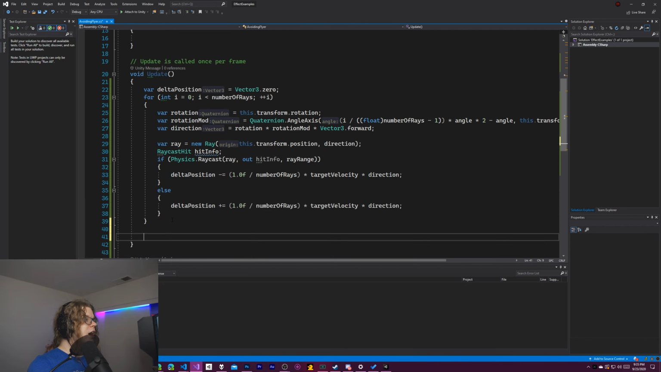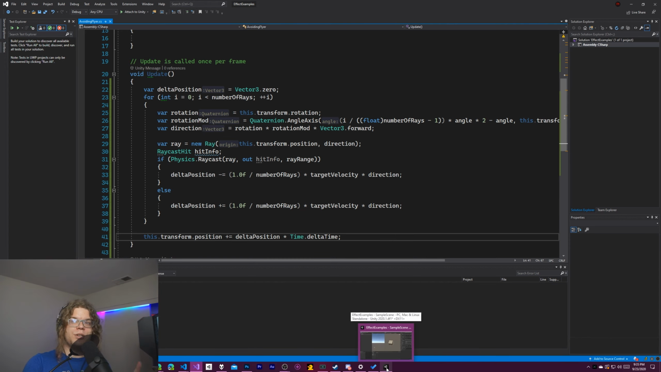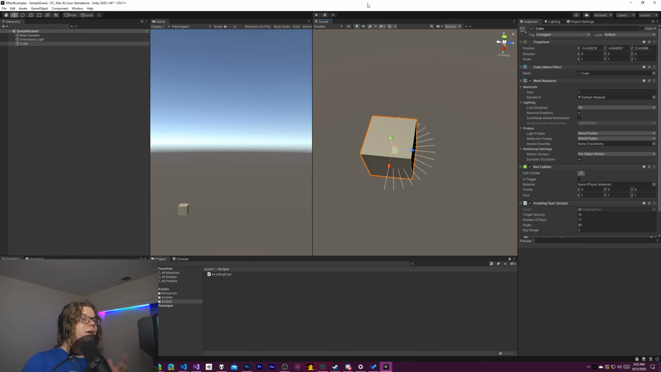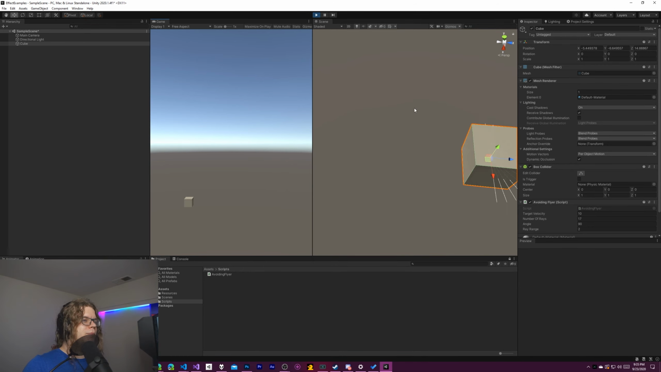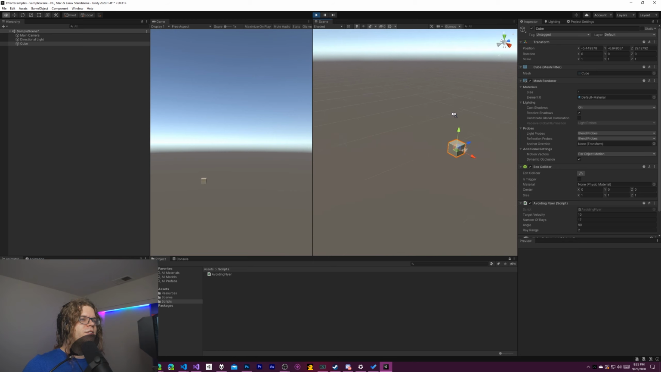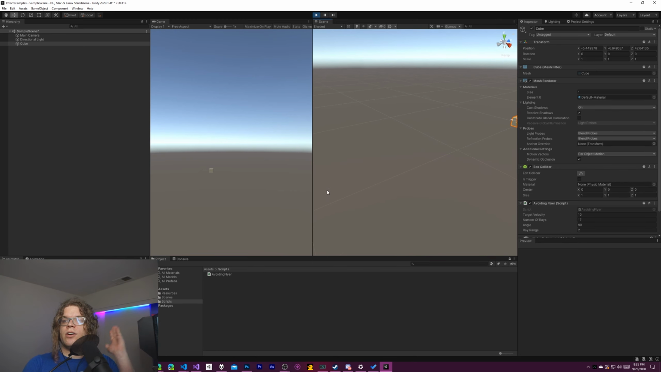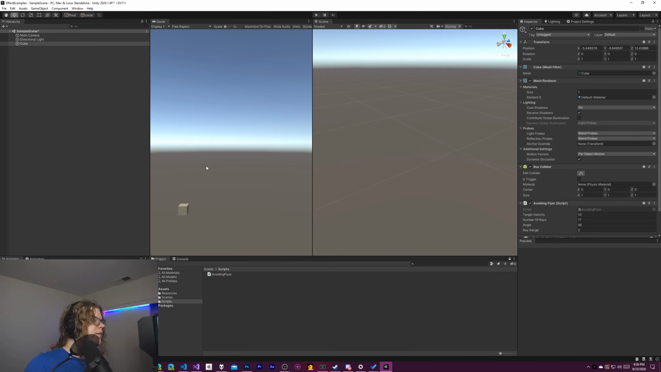So at the end of this, we can just do this.transform.position += deltaPosition * the time delta. And that should cause it to move however it makes sense. This may seem a little bit weird because we're actually doing instant movement, so there is no velocity. So it might react a little bit faster than you might expect. But hopefully, yeah. So you can see now, right now, it's moving straight along that forward path.